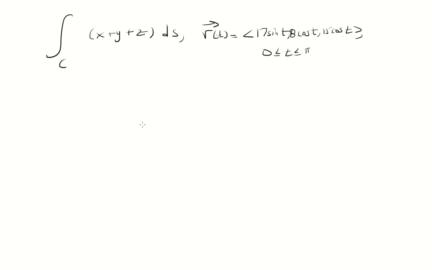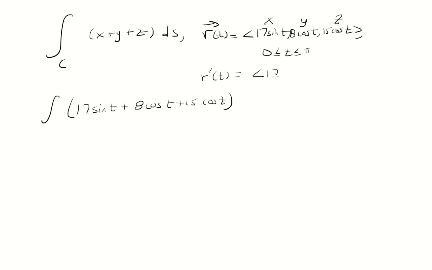So this is a line integral, and the first thing we'll do is replace x, y, and z with 17 sine t, 8 cosine t, and 15 cosine t. And then ds is going to be the length of r prime of t. So if we take r prime of t, that's 17 cosine t, negative 8 sine t, and then negative 15 sine t.